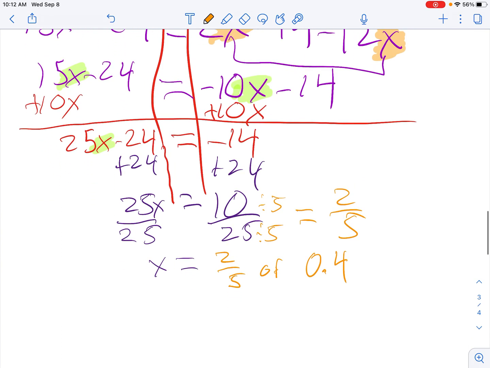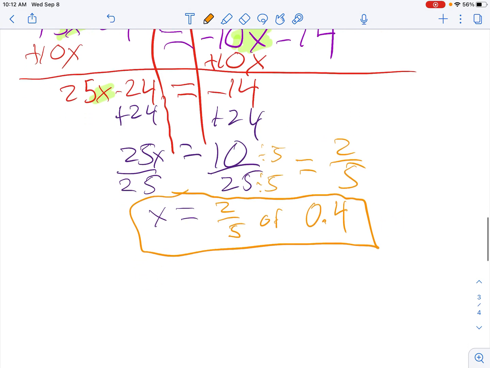I will specify how I want your answer written. But again, for right now, either one works. It's good practice to deal with fractions and decimals.